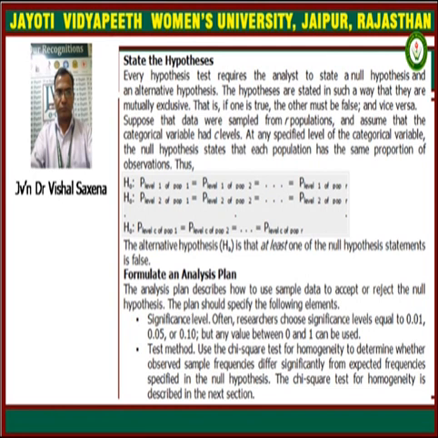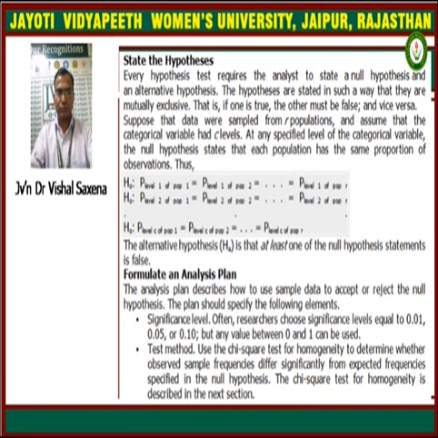So a table is given that can explain what the H naught should be there. H naught is: P of level 1 for population 1 equals P of level 1 for population 2, and so on. In the same way, we can make this table for the C levels and the R populations, and definitely the alternative hypothesis will be against that.